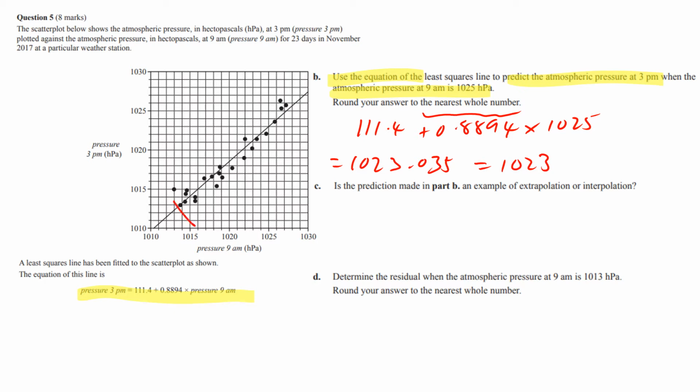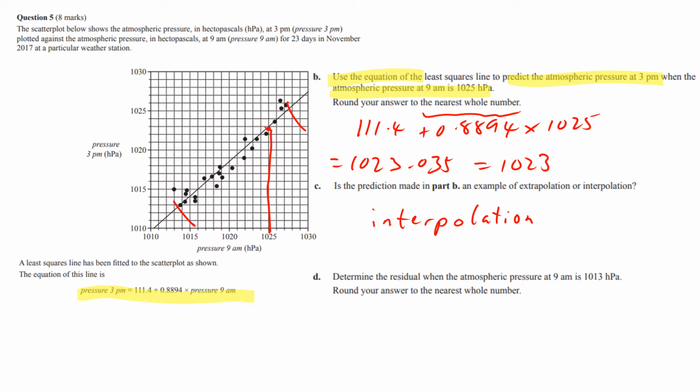Now, these are your poles. That's the ends of the data. And so inter means between the poles, the ends, and extra means beyond them. And if we look at this, we've got 1025. That's here. It's in here. So we're predicting between those two poles. So it is interpolation. So fairly straightforward so far.